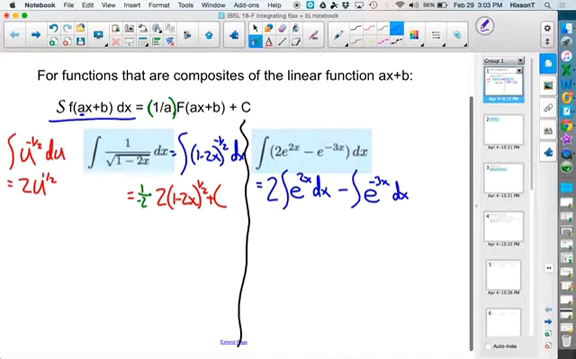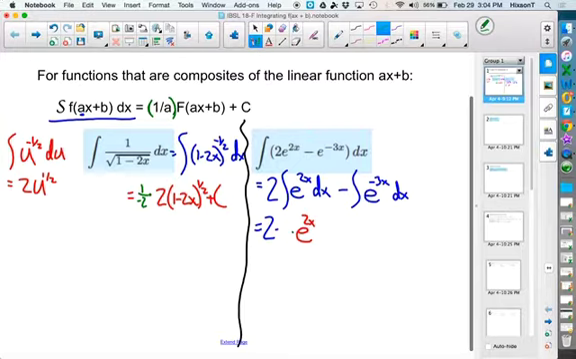So now we're thinking through, I have 2 times this integral. What is the antiderivative of e to a power? E to the power. So this is going to stay in terms of 2x. It's just the e to the power. Now, I also need to multiply that by a 1 over a. What's 1 over a in this case? What is a?